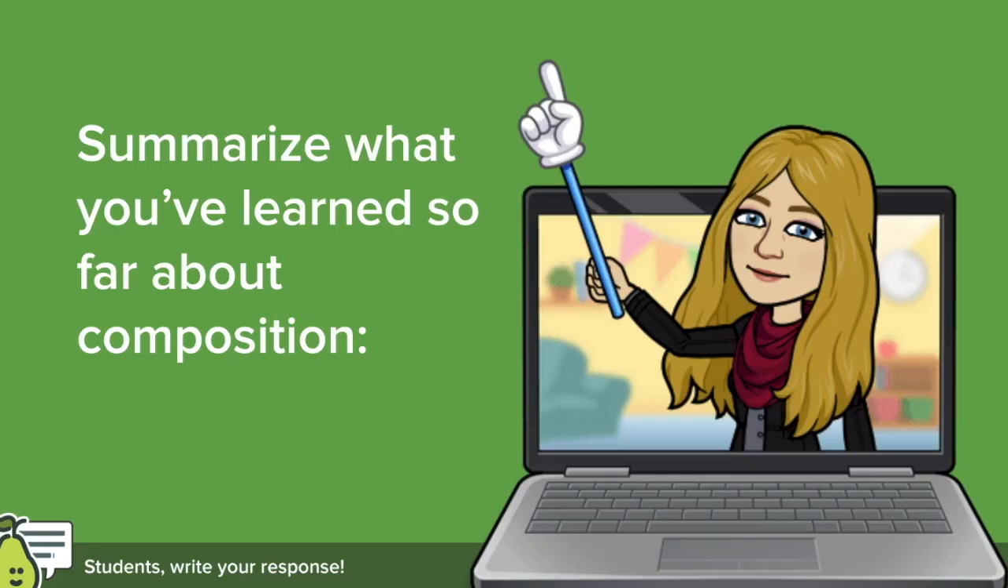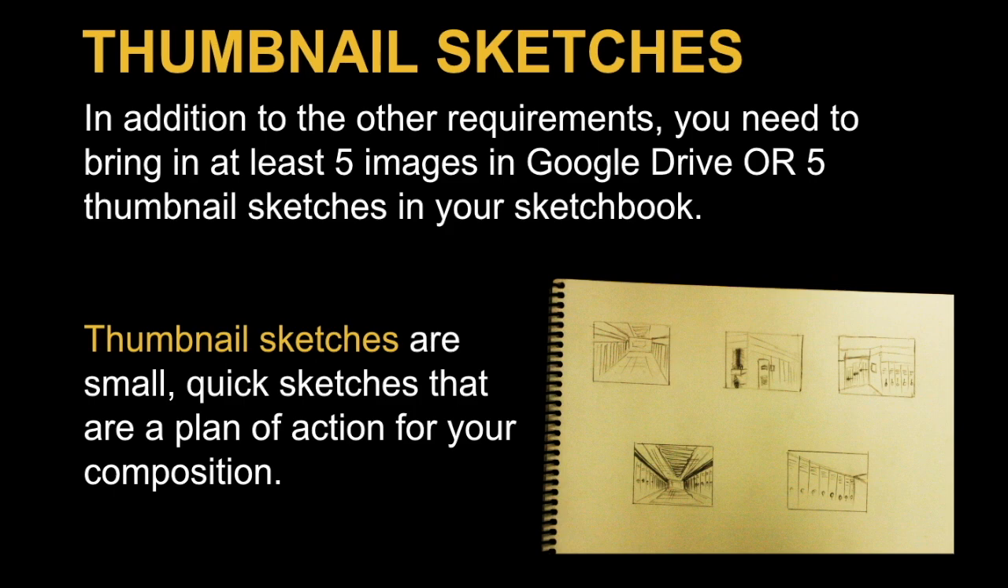So I'm just wondering if in your head you can kind of summarize what we've learned so far about composition. I want you to just think about the rule of thirds and all those value steps we had talked about, or the 4-step drawing process, the different media that we could potentially use, and other things that we've learned already. Moving on, the next thing that we need to talk about are thumbnail sketches.